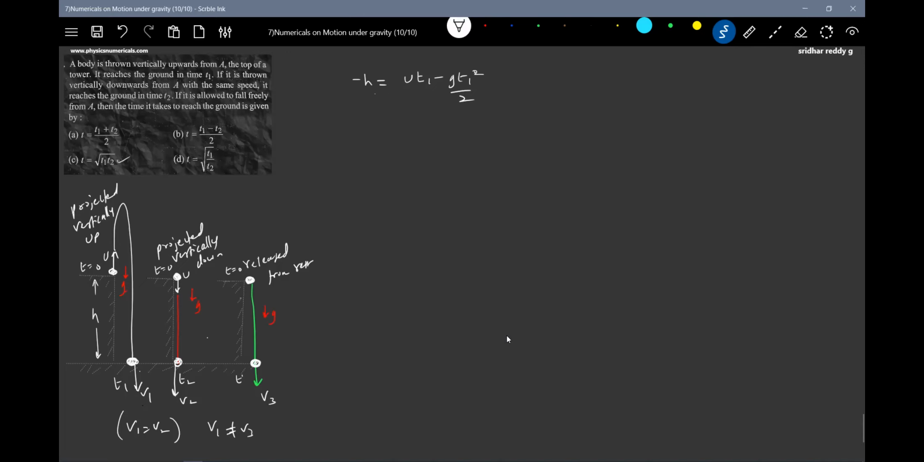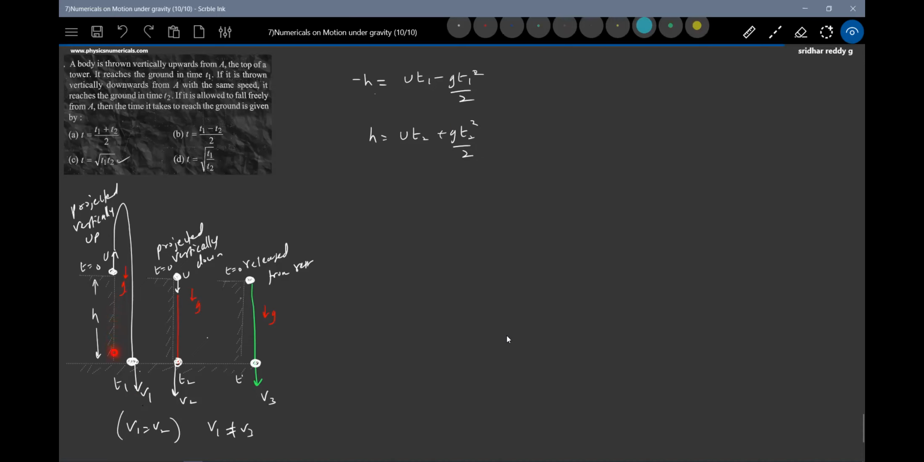There's one equation, then h equals u t2. Look here now. Why is g positive here? The g will be in the direction of initial velocity. Are you able to understand these two situations now? You see it here, I took h negative, because that displacement is measured opposite to initial velocity. Here the same h is in the direction of initial velocity.